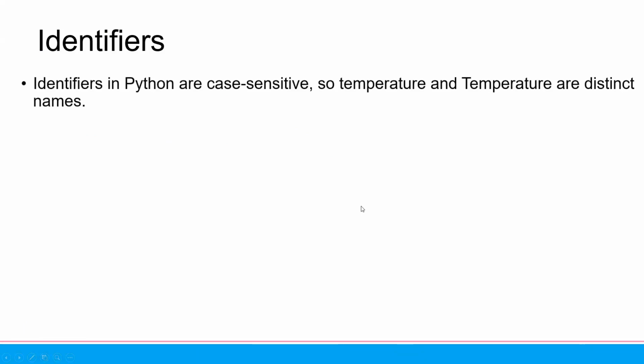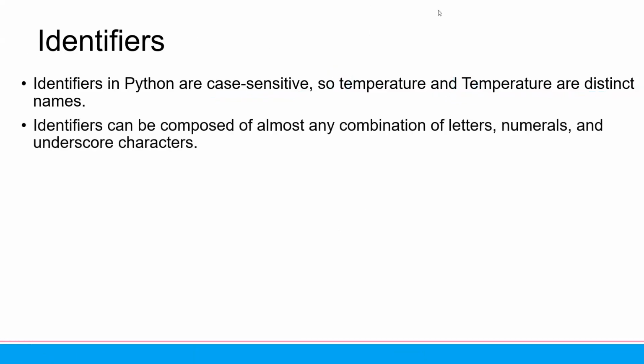Like other programming languages, the identifiers should follow certain rules. In Python, similar to Java, it is case sensitive. Okay? So the identifiers in Python are case sensitive. So temperature with small t and temperature with big T are distinct names. It is different.